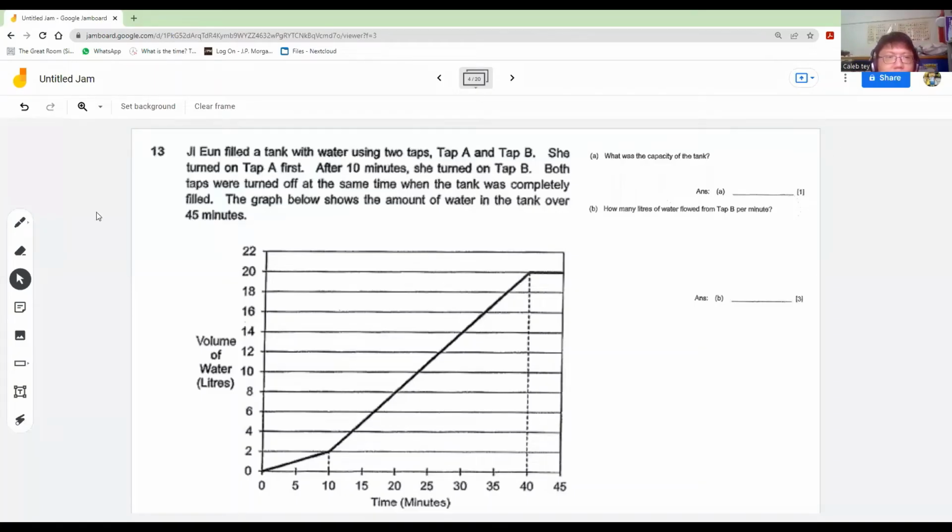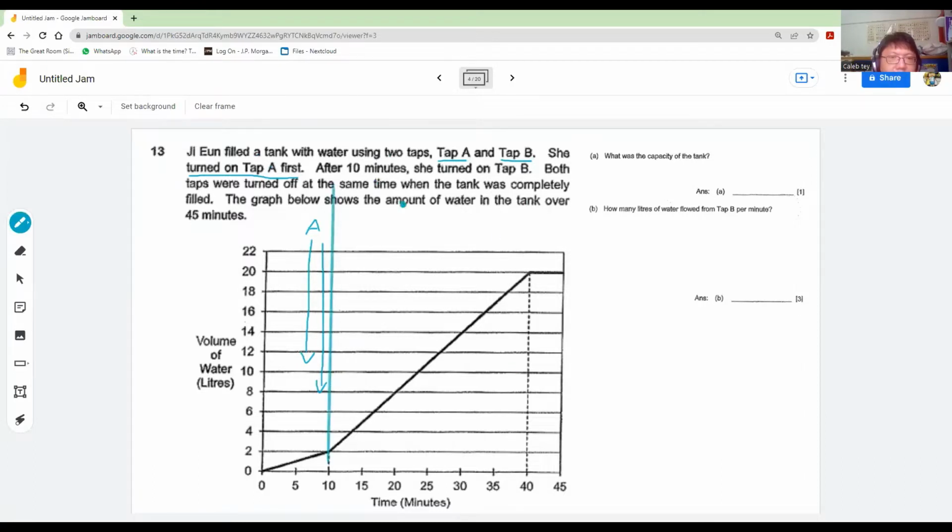This is a rate and graph question. So Ji-en filled a tank with water using two taps, right? She turned on tap A first. So tap A was filling until 10 minutes.